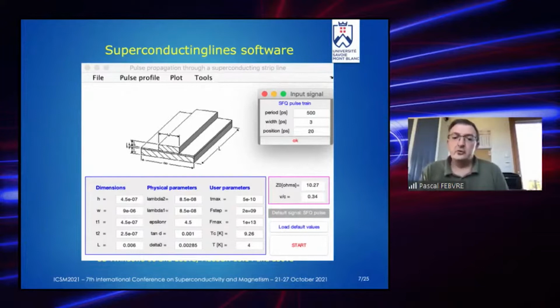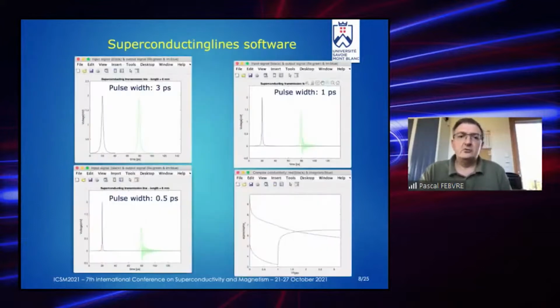of course some user parameters depending on what you want to do, at what temperature you want to use the system, and also with what frequency step you want. So you can choose for the pulse the period, the width, the position of the pulse as a function of time. The software calculates at low frequency, for example, the characteristic impedance, as you can see, and the propagation velocity. And when you do a few simulations, you get this kind of curves. I show a few ones here.